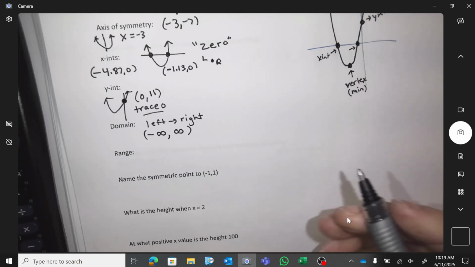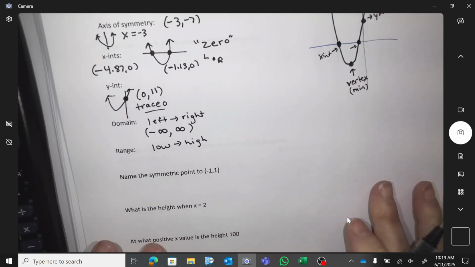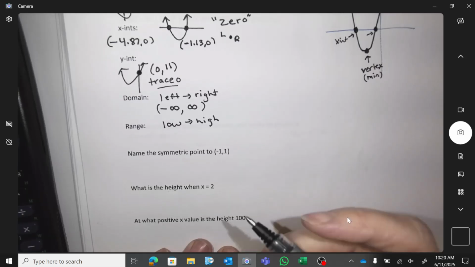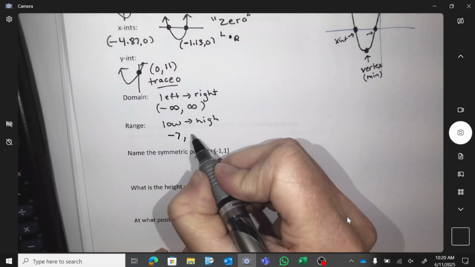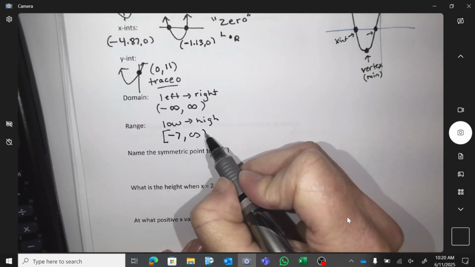Our range has to be written like this. What's the lowest height to the highest height? So what is the lowest height this graph is at? -7, exactly. And then up, up, up.